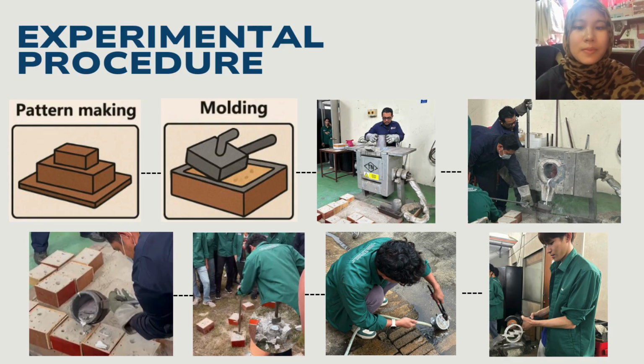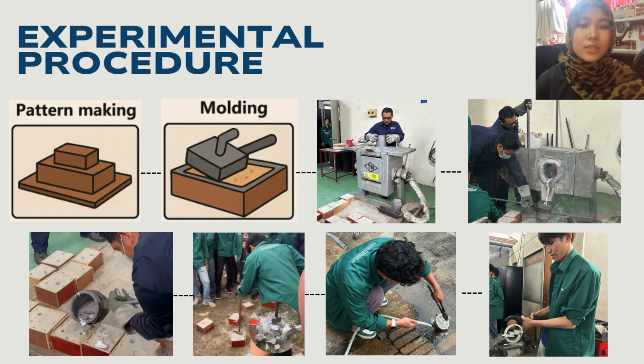In the metal melting stage, aluminum ingots were placed inside a crucible and heated in an electric furnace until fully molten. Proper personal protective equipment was worn throughout the process to ensure our safety. The molten aluminum was then carefully transferred using tongs and a pouring ladle and poured steadily into the mold cavity.